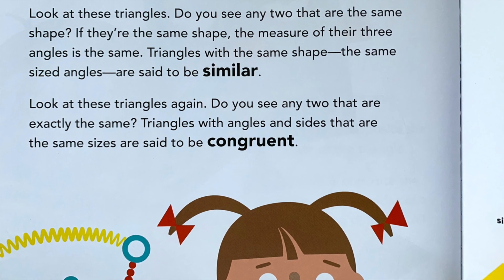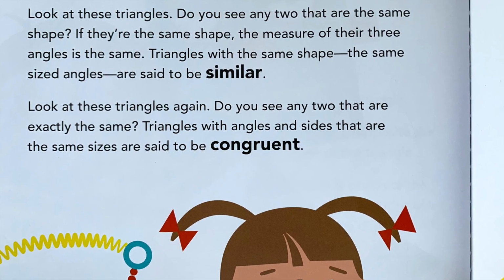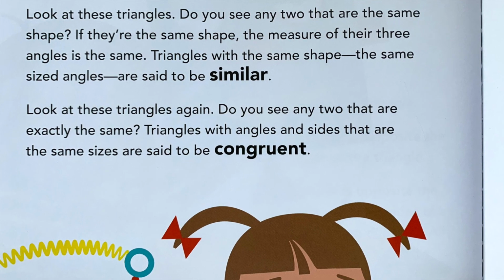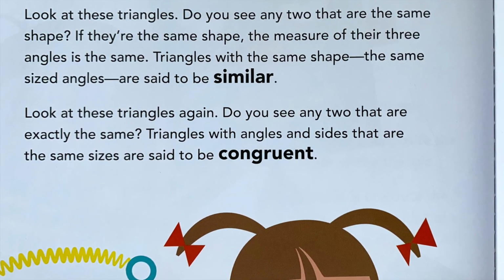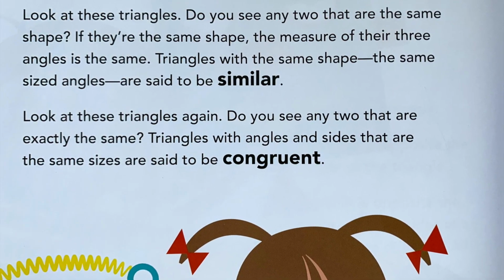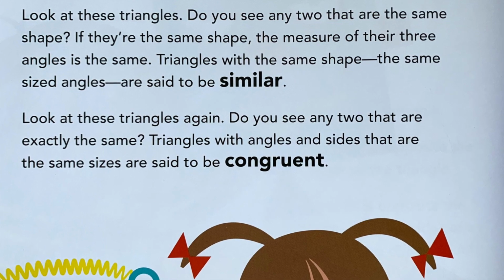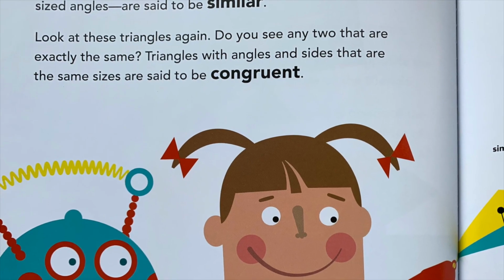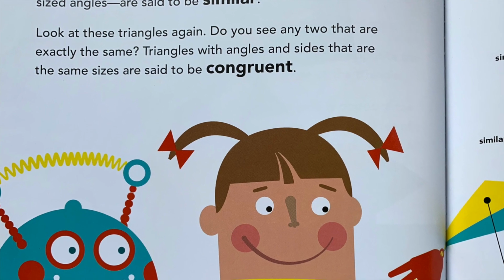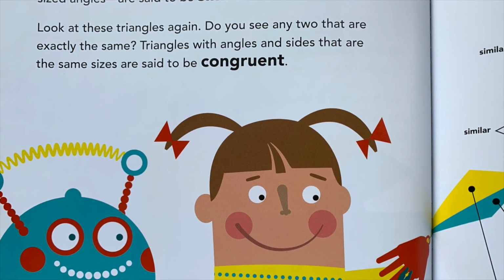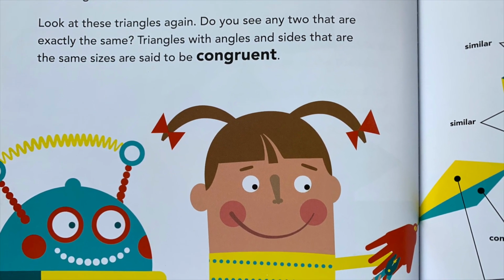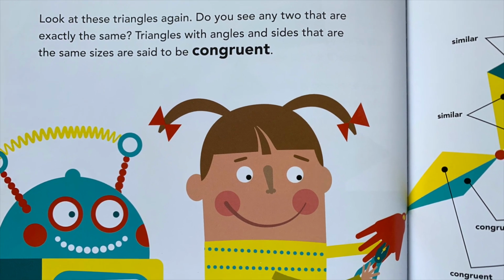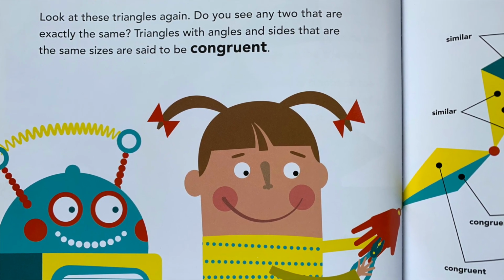Are you a good triangle detective? Look at these triangles. Do you see any two that are the same shape? If they're the same shape, the measure of their three angles is the same. Triangles with the same shape, the same sized angles, are said to be similar. Look at these triangles again. Do you see any two that are exactly the same? Triangles with angles and sides that are the same sizes are said to be congruent.